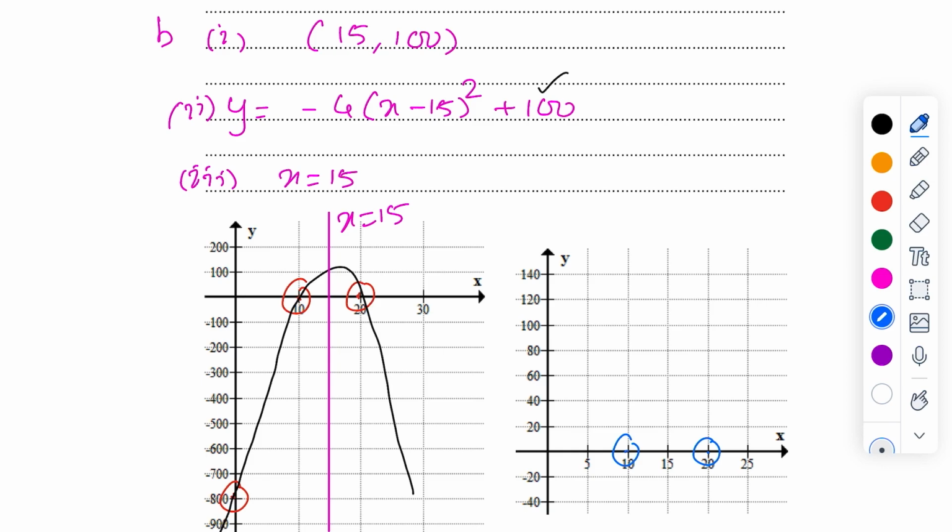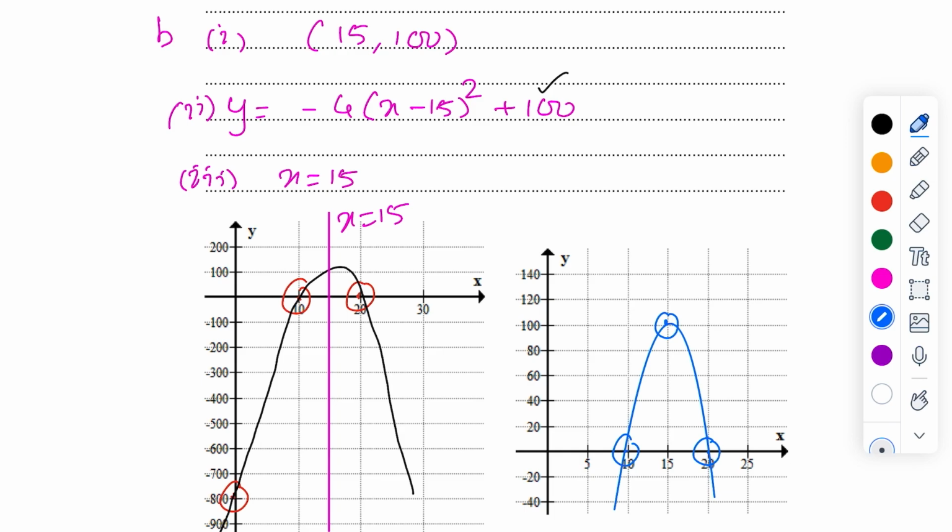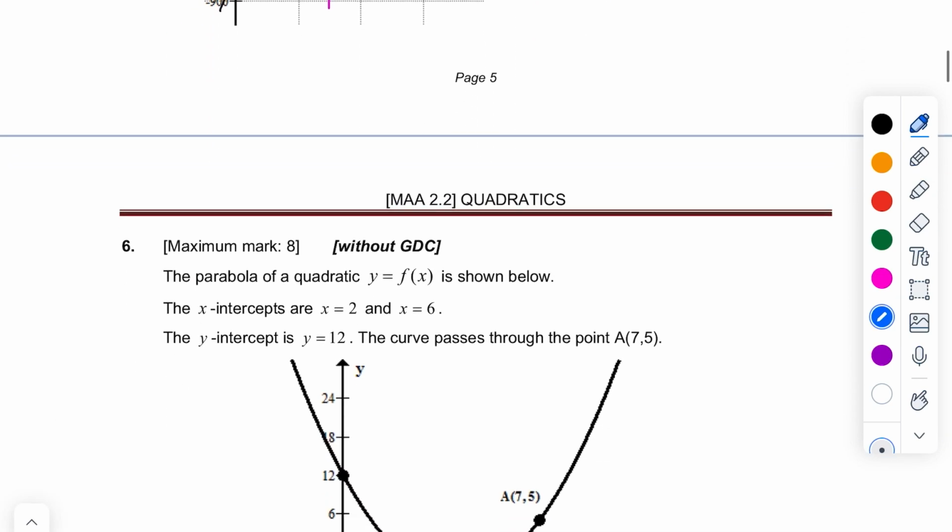We have a different scale, but the maximum value is going to be nothing but what? 100 is going to be the maximum value at 15. So I am just joining those 3 points. This is going to be the shape of the graph. Because a different scale is being used, I am drawing it in a different shape, but the shape is going to be the same, but the scale is going to be different.